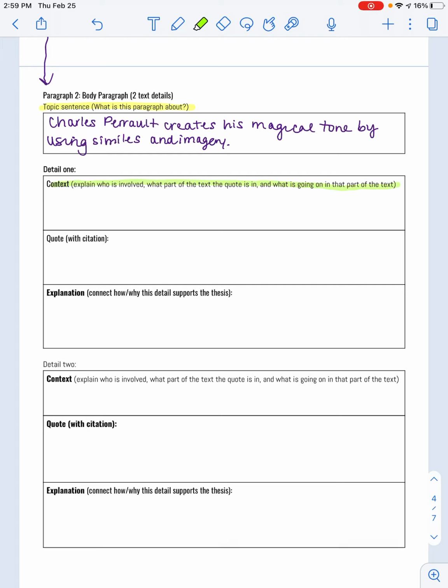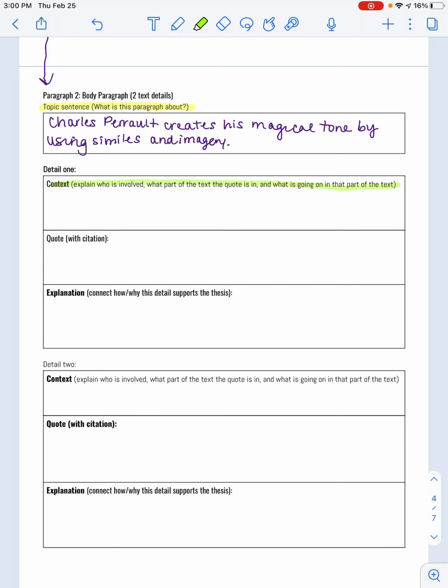Or maybe you'll say, near the middle of the story, the narrator and Doodle reveal to their family that Doodle is actually able to walk. Everyone is happy and, whatever. So you need to provide some sort of context here for what's going on.